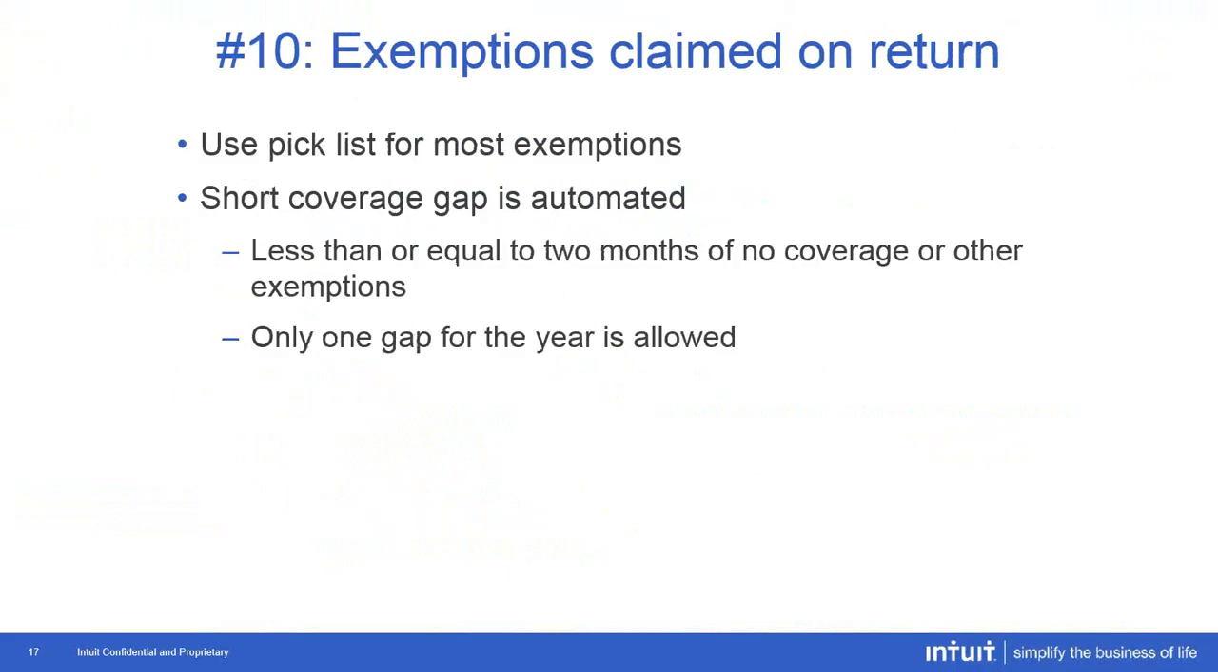Moving on, we have the last use case here, number 10, exemptions physically claimed on the return. We're going to use a pick list for most exemptions. The short coverage gap exemption is automated within the product. That's where you have less than or equal to 2 months of no coverage or other exemptions. And you can have only one gap for the year.